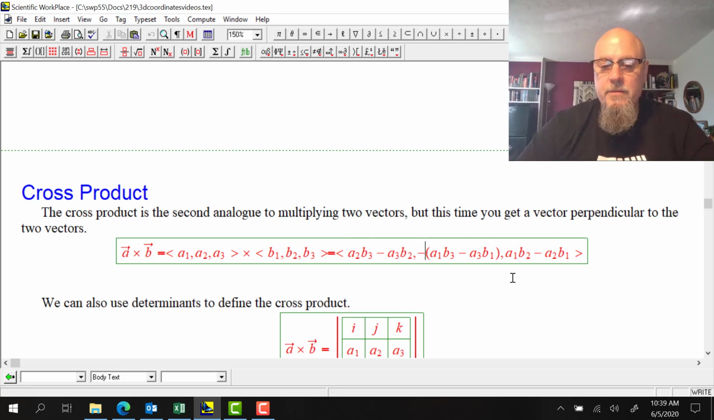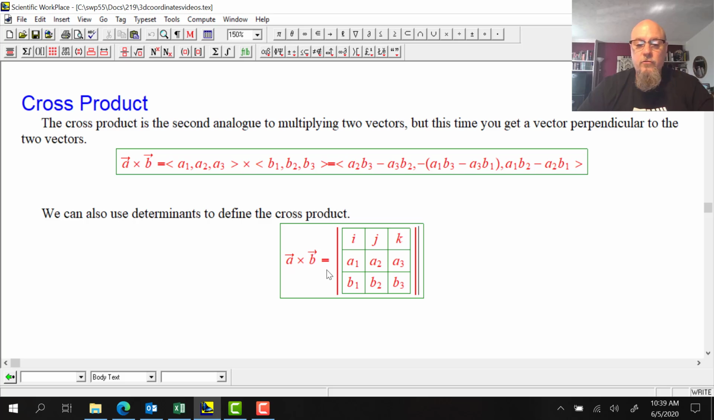Another way to think about it: those people that know how to take the determinant of a 3 by 3 matrix can think of the cross product of two vectors as the determinant of this matrix. So A cross B, those are vector i, vector j, vector k. Vector i is the vector 1, 0, 0, vector j is the vector 0, 1, 0, vector k is the vector 0, 0, 1.